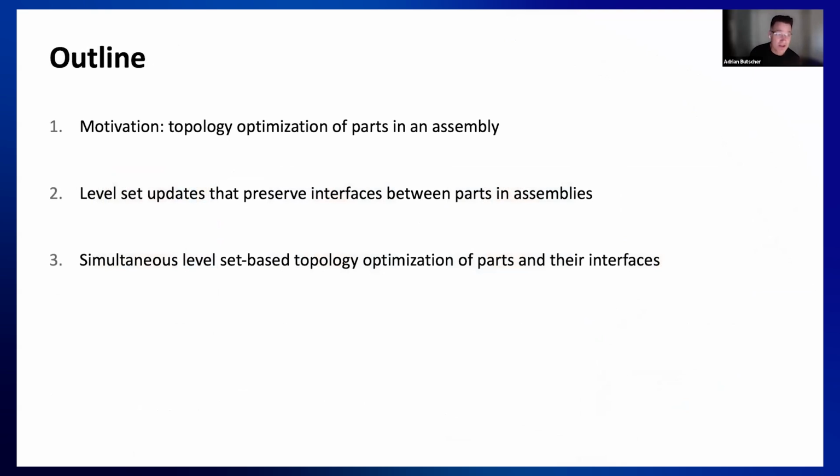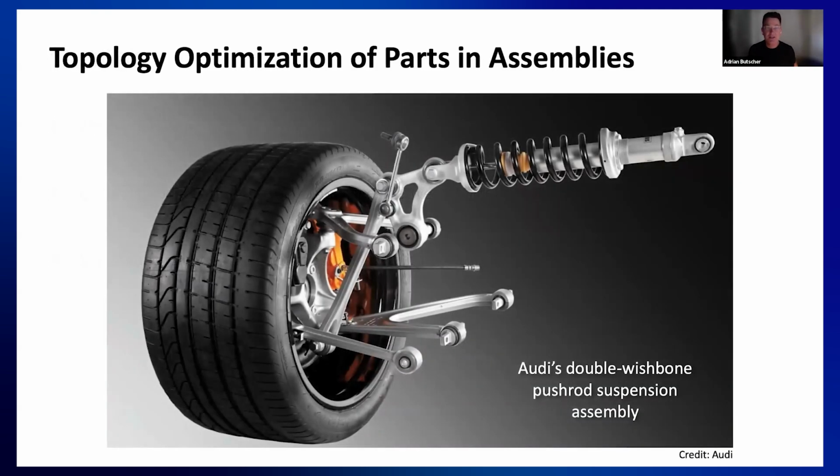Right, so the outline of my talk is as follows. I'd like to give a motivation for the problem that we're trying to solve, and that motivation lies in the topology optimization of parts that belong to an assembly of larger parts. I'll show you what I mean by that in a moment. Then we'll talk about level set updates that preserve the interfaces between parts and assemblies. This is the meat of our talk. And then we will show how we do simultaneous topology optimization of both the part and their interfaces to solve a topology optimization problem.